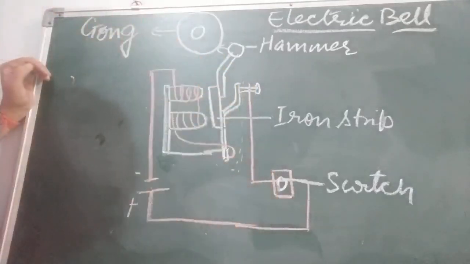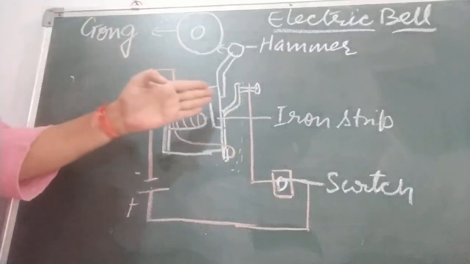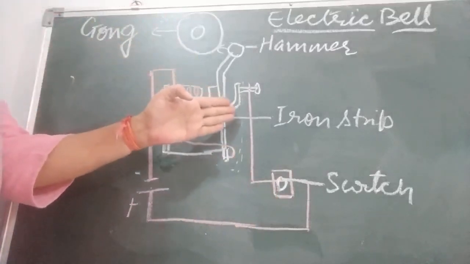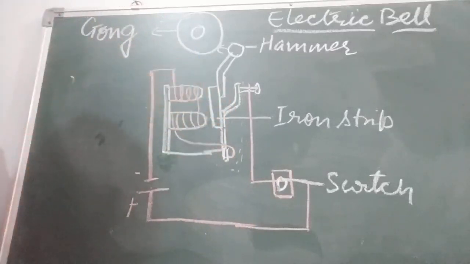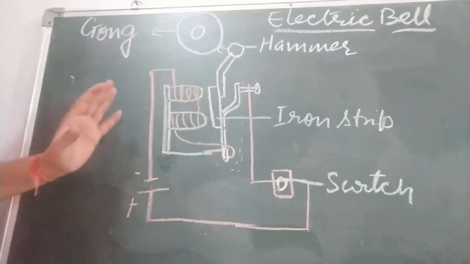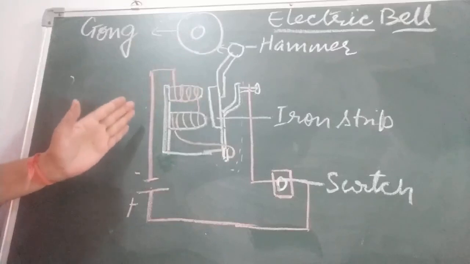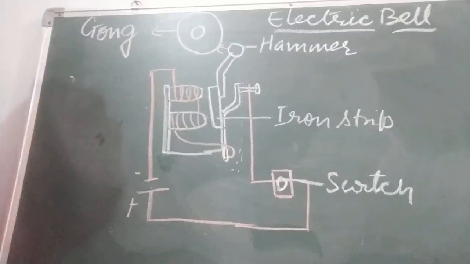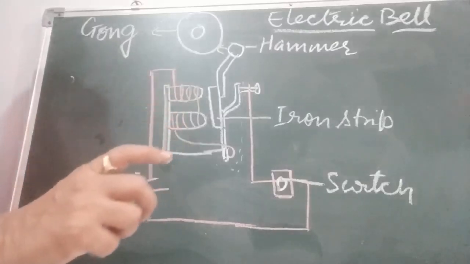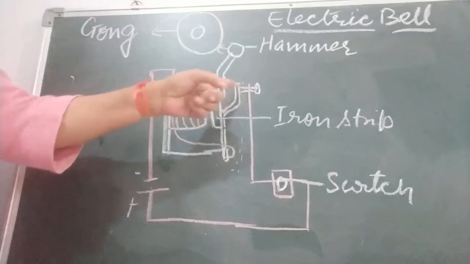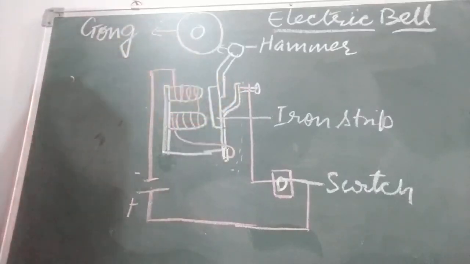The soft iron strip returned to its initial position, touching the screw. This results in the circuit being complete and current flows again. So this process keeps on taking place again and again. You have seen when the bell rings, there is a little interruption. Tin, tin, tin, tin, tin, stop, that is what breaking. So that's all, and okay, thank you children.